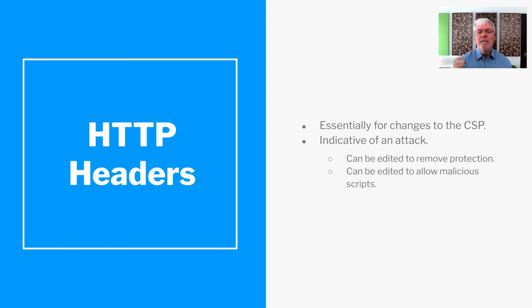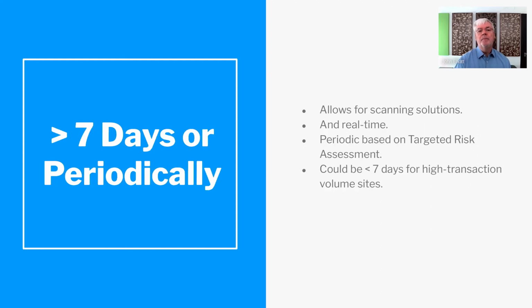And the reason for having this requirement in the standard is that if part of your defense strategy is to limit the location that scripts can be loaded from using Content Security Policy, a criminal's also going to have to change the HTTP header to make their attack effective. So that's hard to say. So an unauthorized change to the HTTP headers is an indication of criminal attack.